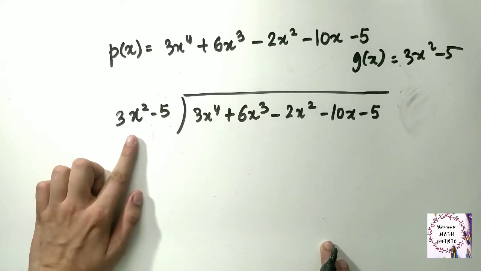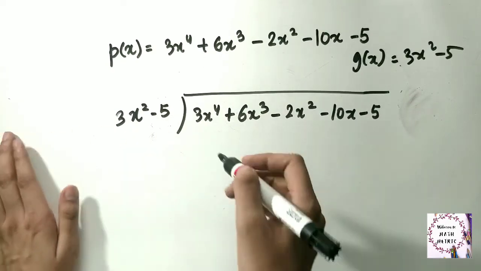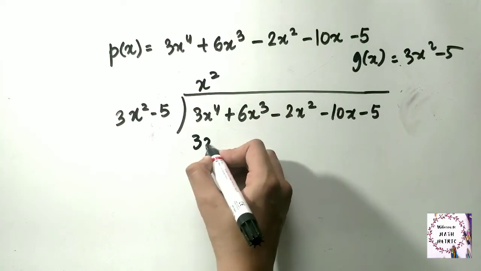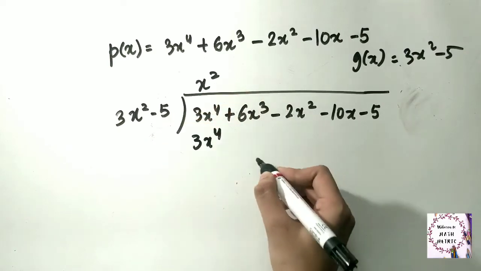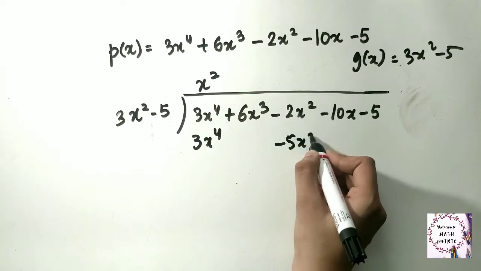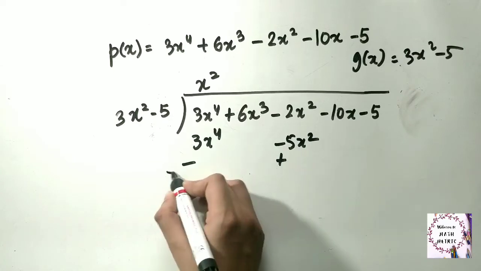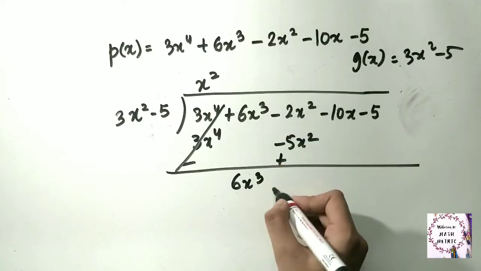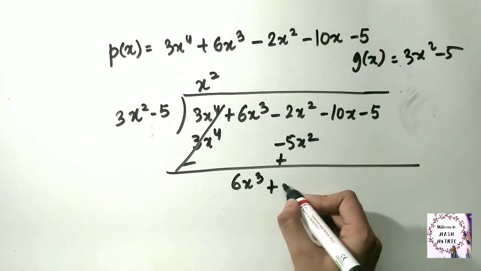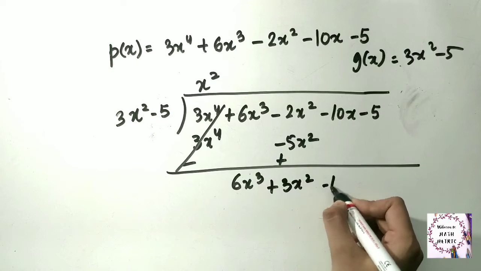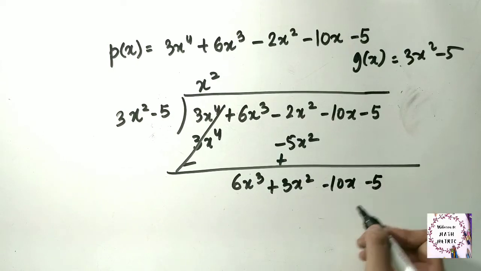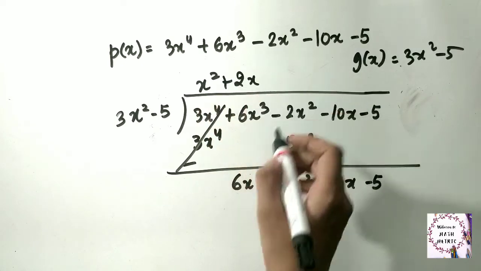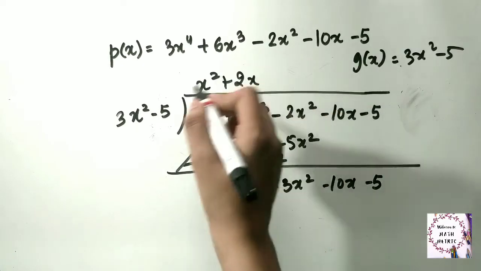By which quantity should this be multiplied to get this? It needs another x to the power 2. So we'll get 3x to the power 4. Multiplying this by this, we get minus 5x square. Changing the signs and cancelling them both, 6x cube plus 3x square minus 10x minus 5. Now we need 2x to get 6x cube minus 10x.